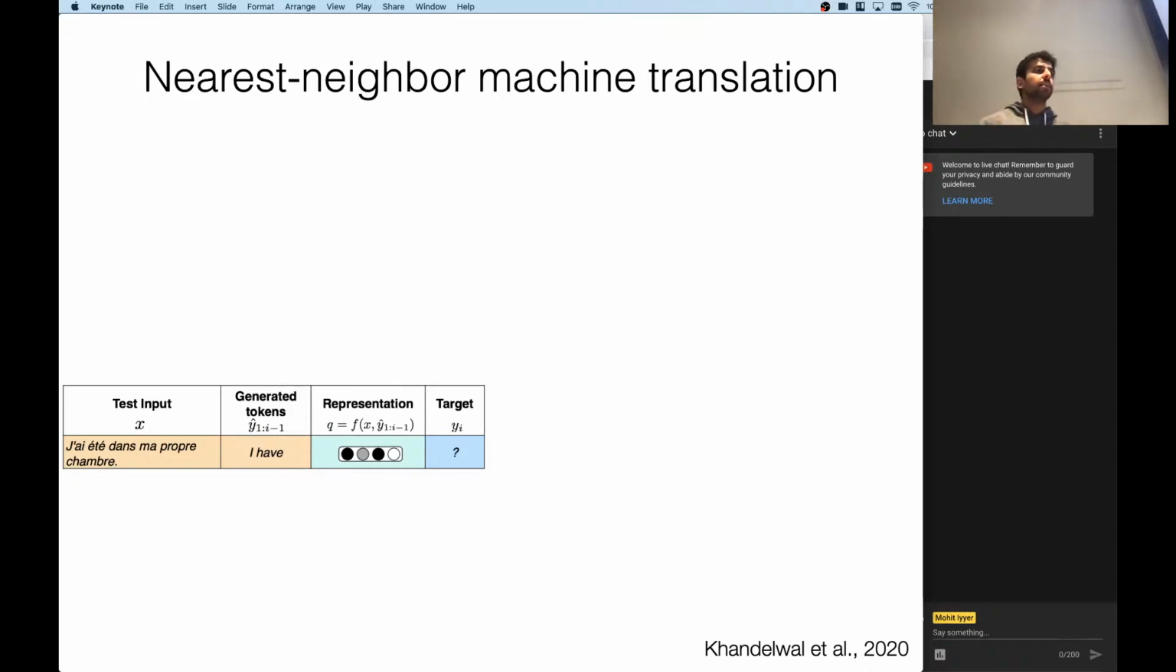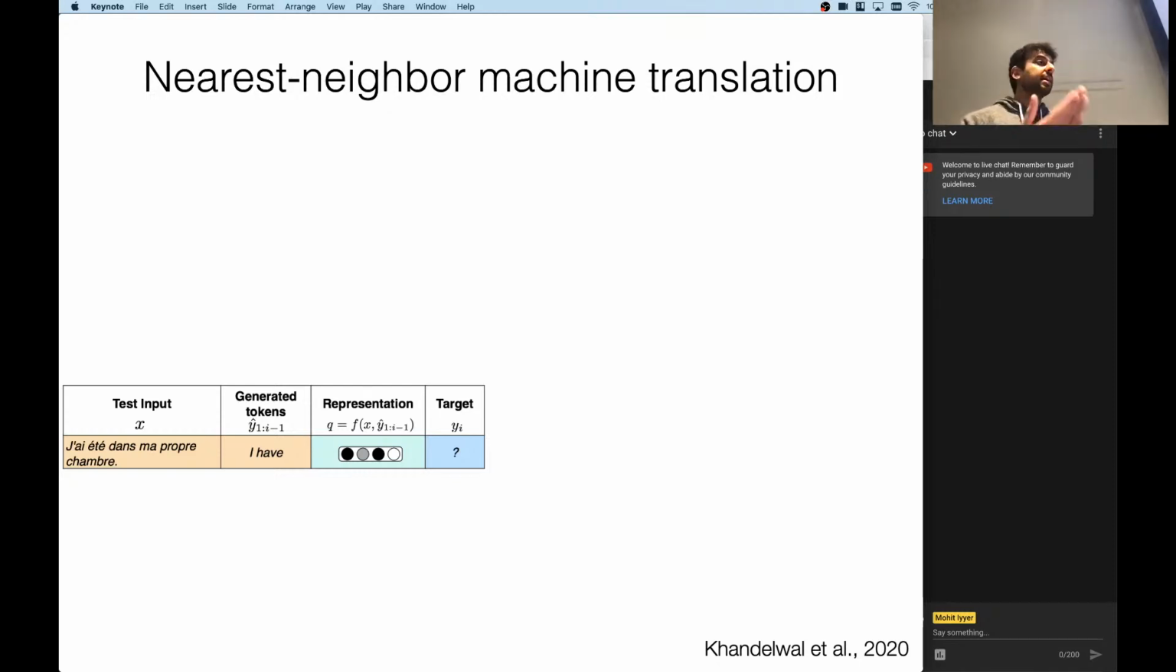The way that they do this is you take your training data set and encode it using your language model. Remember that in a transformer style language model, you have a vector at every single token that's produced, your final layer vector. So you can form a data store by just taking all of these final layer token level representations in your training data and putting them into your data store.